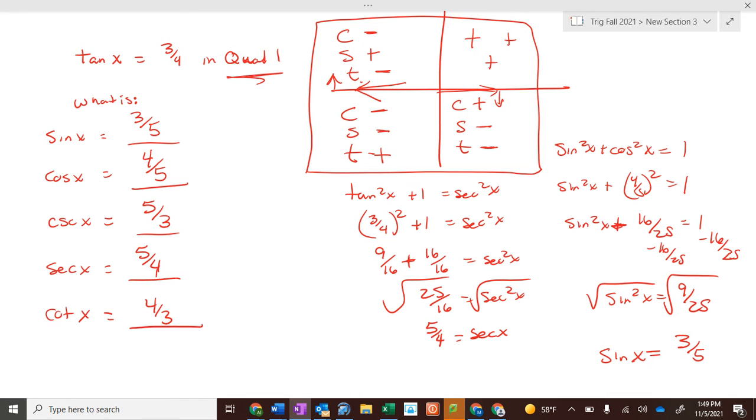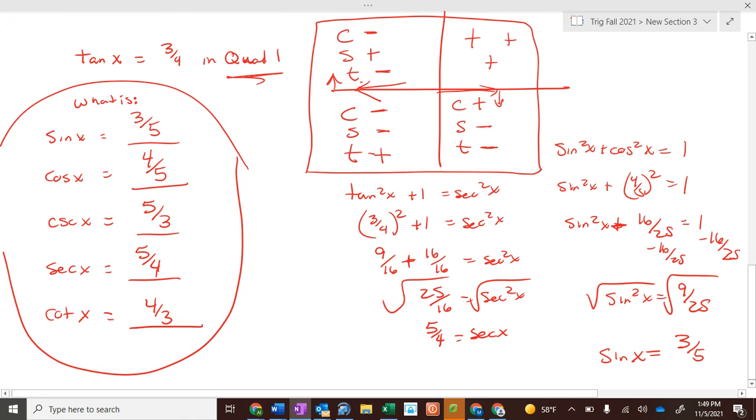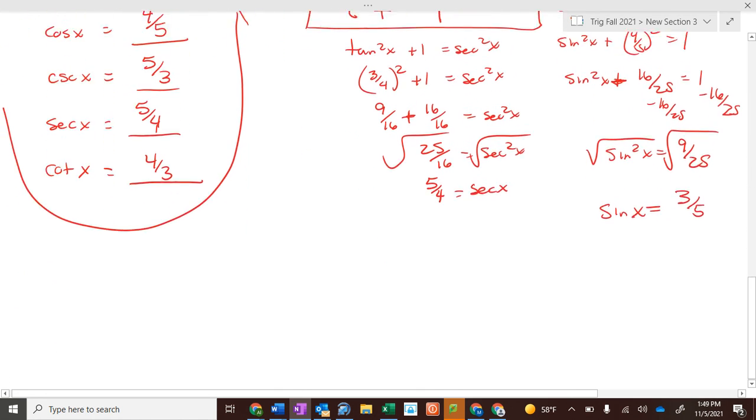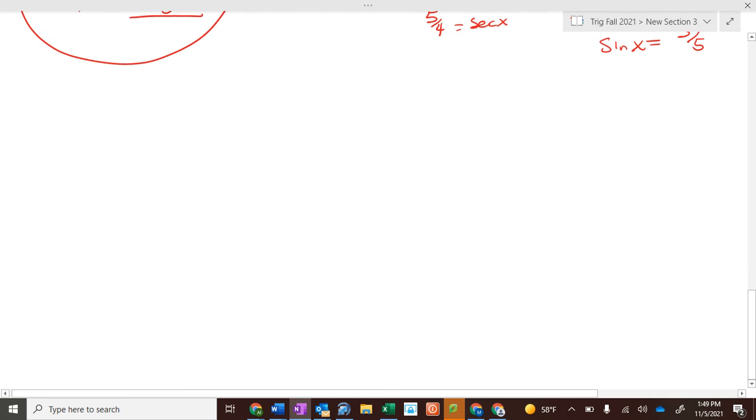We're going to do one more. These were nice numbers. You're not always going to get nice numbers. Sometimes you're going to get ugly numbers. Okay, so let's say the cosecant of x in quadrant 3 equals negative 9/4.